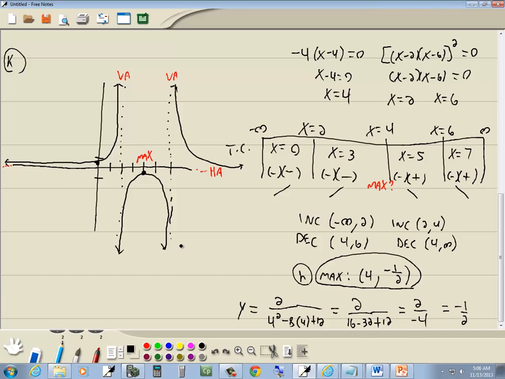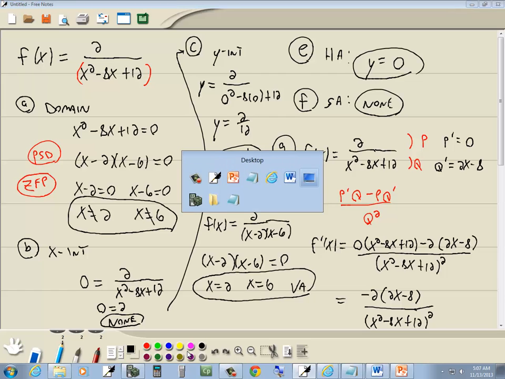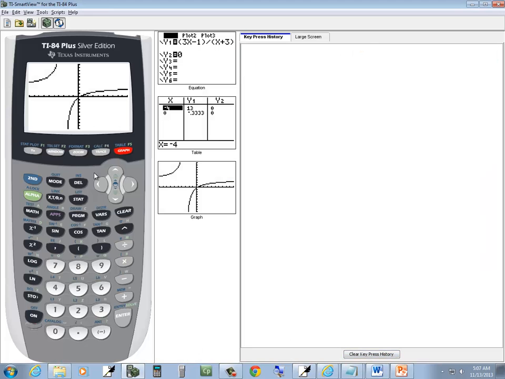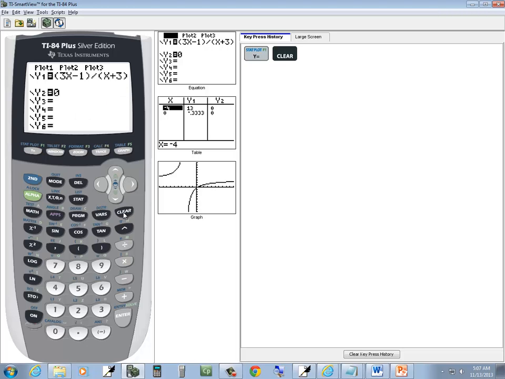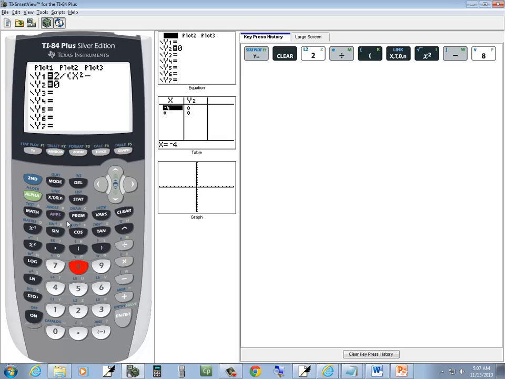Let's plug this in our calculator and see what it looks like. Again, the trick is put parentheses on top, parentheses on the bottom, if you have more than a single number or a single variable. We have a single 2 up here. We don't need it on top. We definitely do on the bottom. So let's graph that. Press y equals clear. 2 divided by, beginning parentheses, x squared minus 8x plus 12, close parentheses, graph.